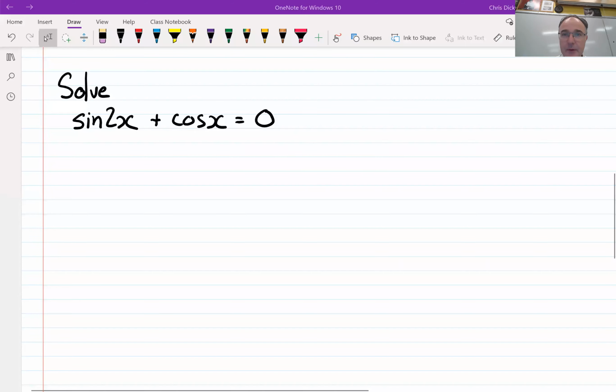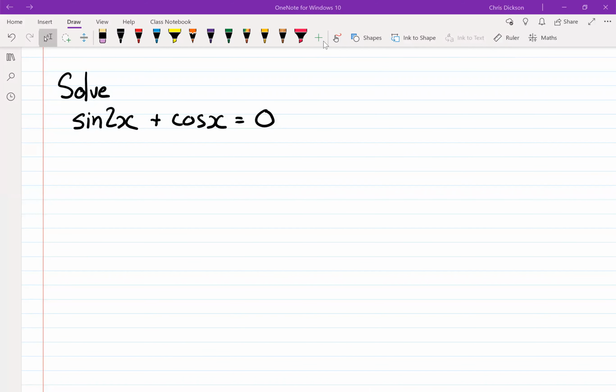Okay, so here's the question. Turn my video off here. Okay, so the question is solving for sine 2x plus cos x equaling 0. And let's solve it over our normal period that we're given, so that the x value will be between 0 and 2 pi.